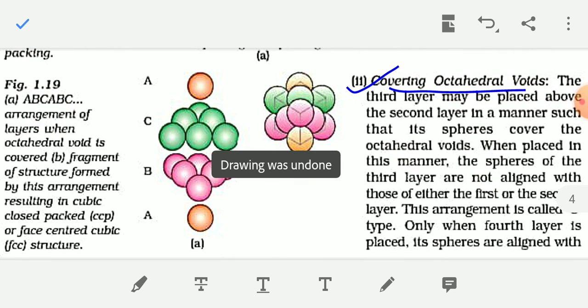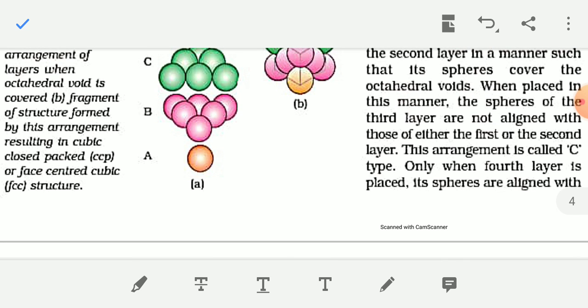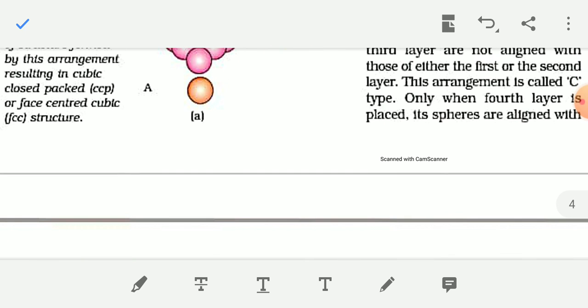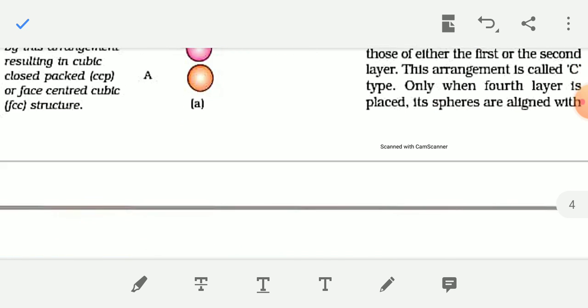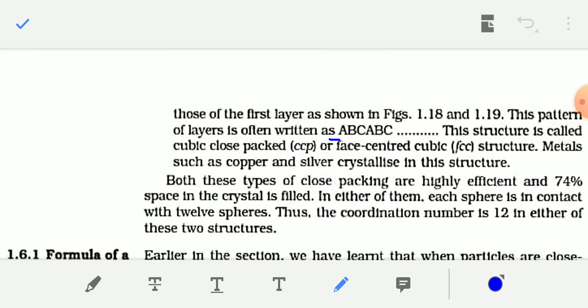When placed in this manner, the spheres of the third layer are not aligned with those of either the first or second layer, and this arrangement is called C-type arrangement. Only when the fourth layer is placed are its spheres aligned with those of the first layer, and this pattern of layers is written as ABC type arrangement, known as cubic close packed CCP or face centered close pack FCC.